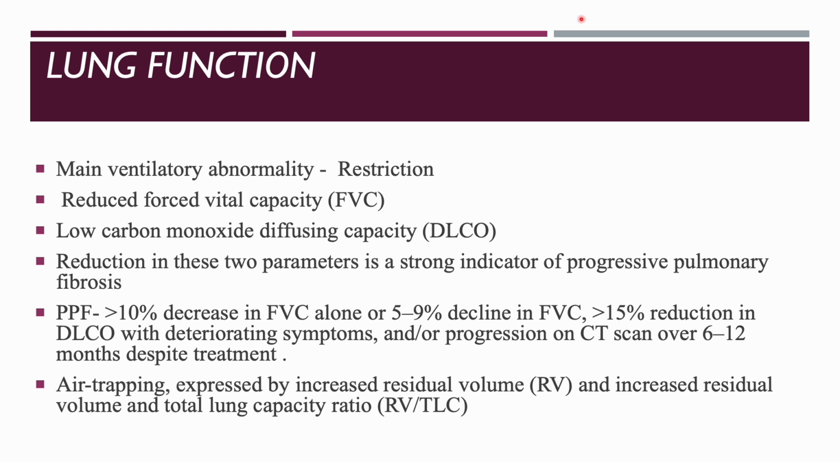Lung functions, a very important part, mandatory assessment, because again, they're very helpful in following up and predicting the outcome and severity. We all know we expect restriction, which will come as reduced FVC, reduced DLCO. And if these two parameters are reduced and they continue to reduce, then you can also have a diagnosis of progressive pulmonary fibrosis. So PPF is defined as more than 10% decrease in FVC, or 5 to 9% decrease in FVC, or more than 15% decrease in DLCO, and progression on CT scan over 6 to 12 months. We'll do it in the next video, and you may get air trapping.